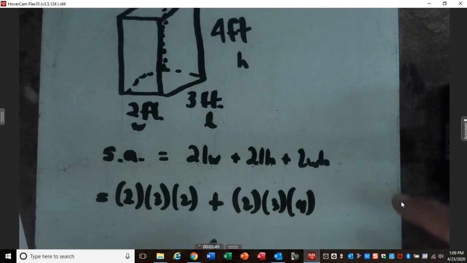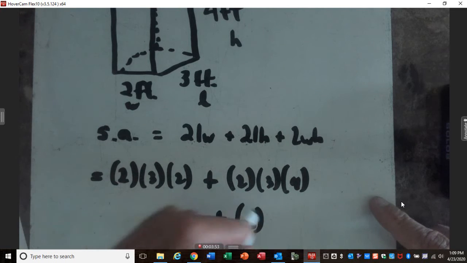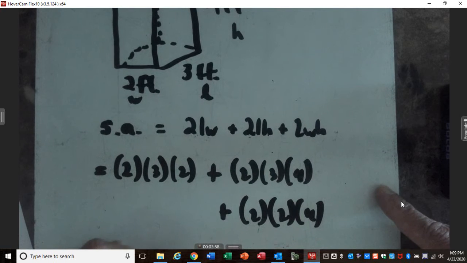Okay, and we got this part, the 2WH. I'll move it down here. Plus 2. W is also 2, and the height is 4. Now, just crunch the numbers.